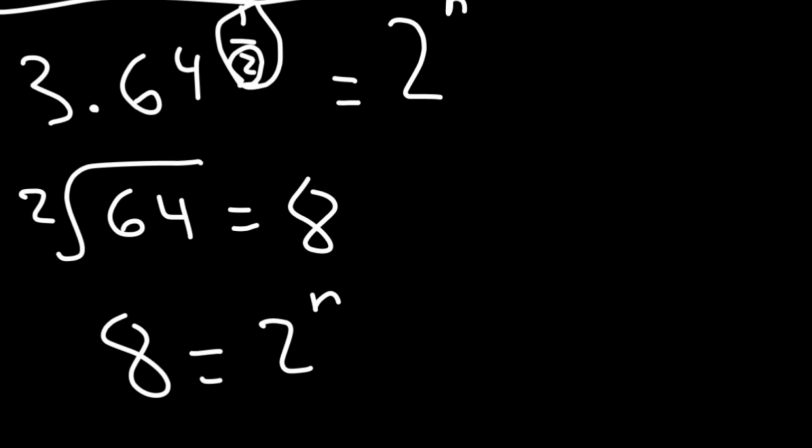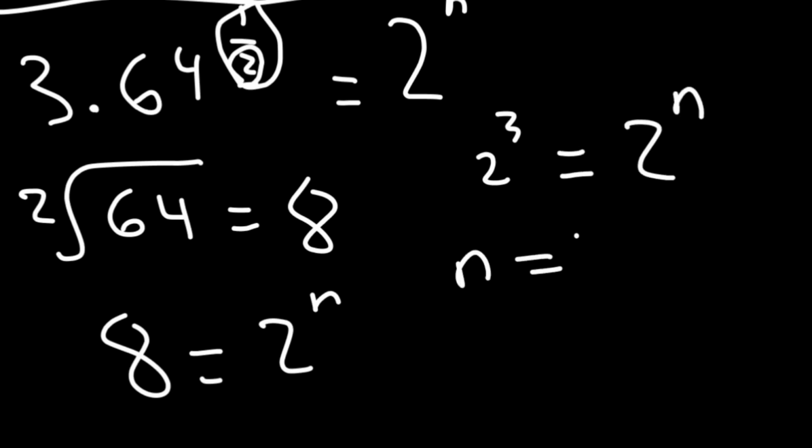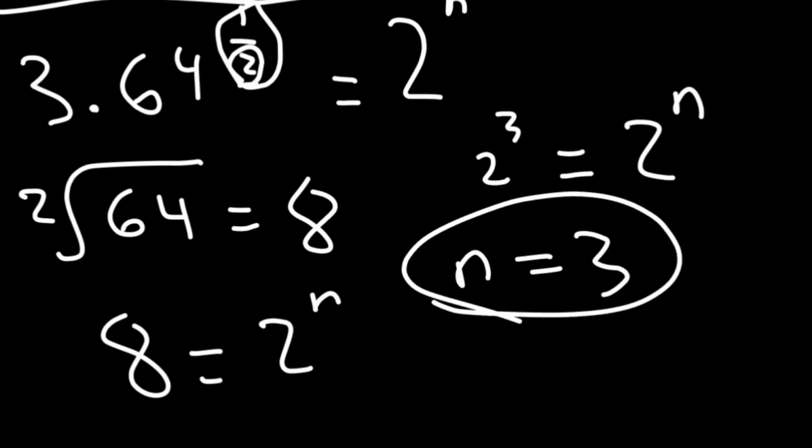8 is just 2 cubed, so 2 cubed is equal to 2 to the power of n. Therefore, n is equal to 3. And that is the final answer. And we've efficiently finished indices 2.